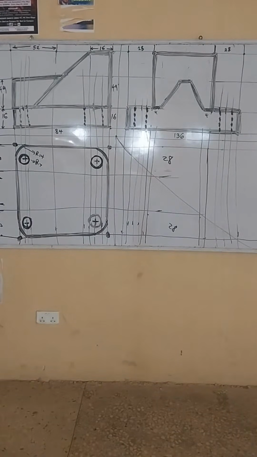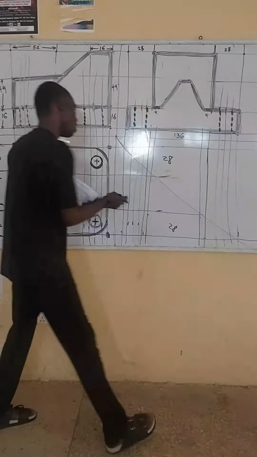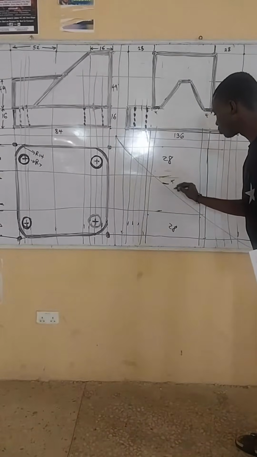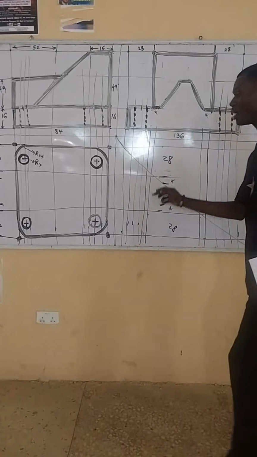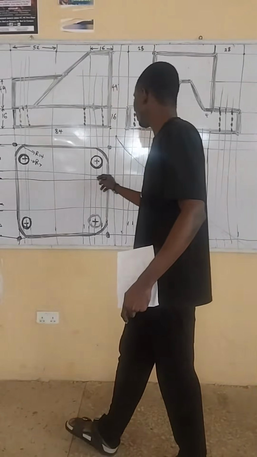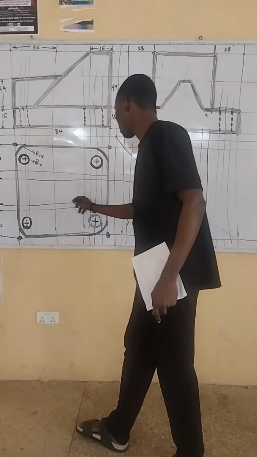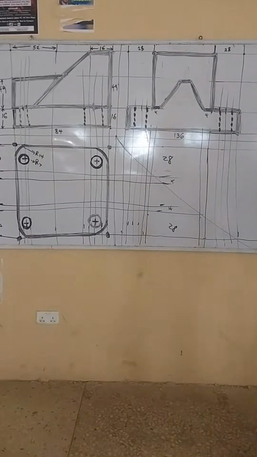You've gotten your 2.8. So from here, just add 0.4 inside like this. Do the same thing here also. 0.4 down, 0.4 up. Join them together, straight line. 0.4 up, 0.4 down. Join together as straight line.